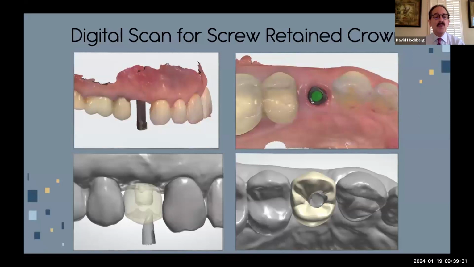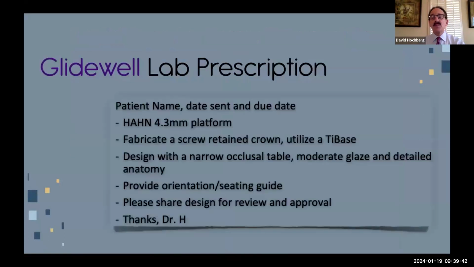You'll see crestal bone loss within months if it's too bulky, and they met that request. Look at the contacts where they are. And we're going forward, but you have to communicate this to the lab. So let's go through this image, and you've got to give them the name, the date, and when you want it. Tell them that it's a Hahn implant and it's a 4.3 millimeter platform.